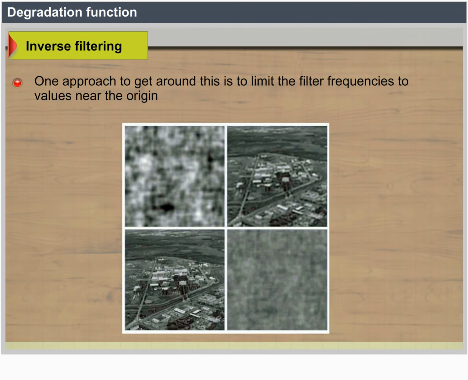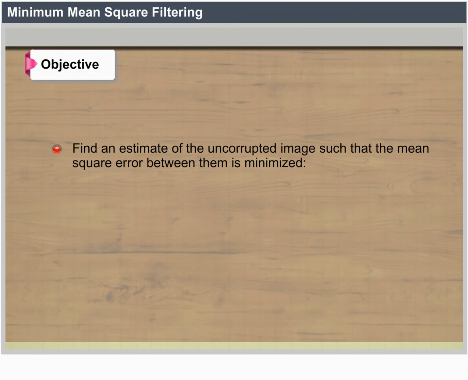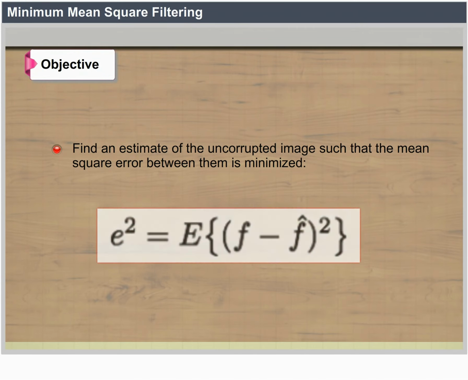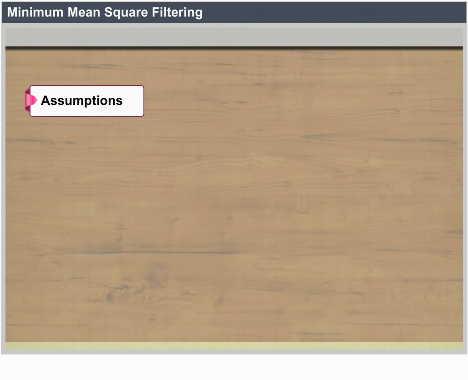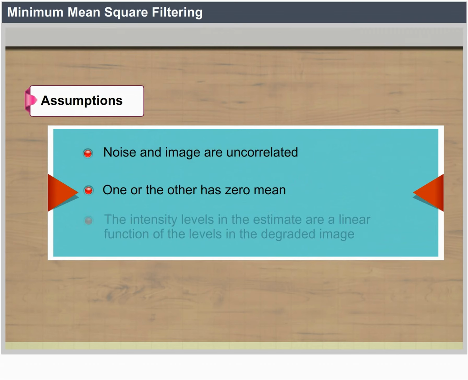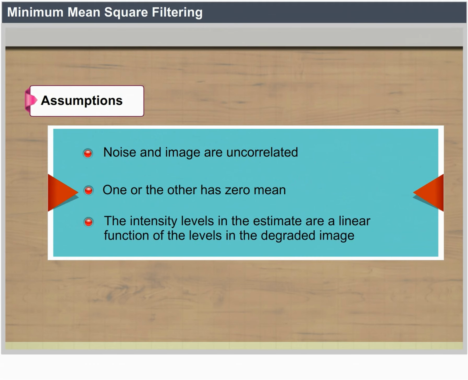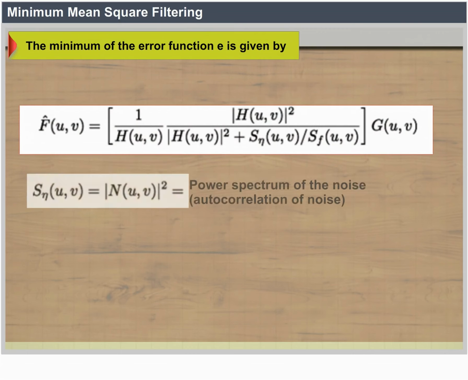Minimum mean square filtering. Objective: find an estimate of the uncorrupted image such that the mean square error between them is minimized. The equation and the assumptions are shown on the screen. Assumptions: noise and image are uncorrelated. One or the other has 0 mean. The intensity levels in the estimate are a linear function of the levels in the degraded image. The minimum of the error function E is given by the equation shown on screen.